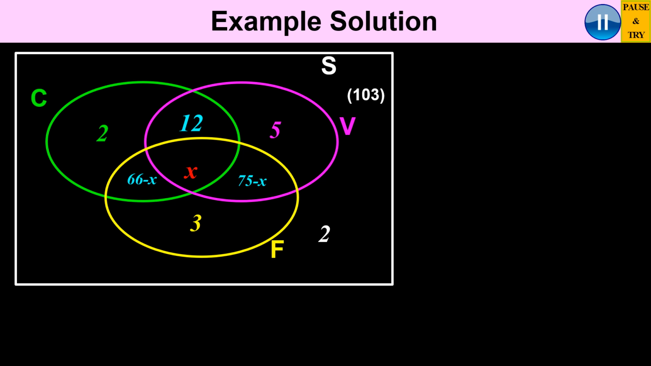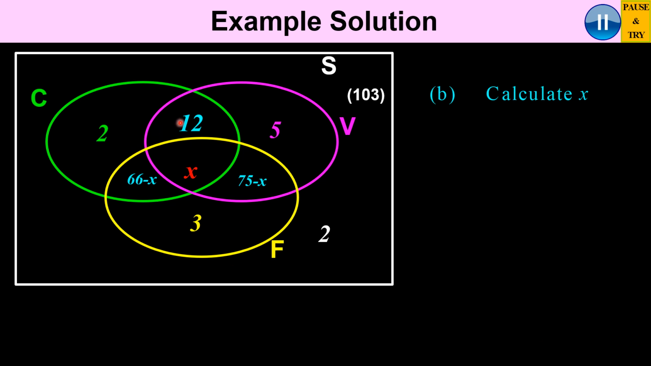Now, the next question is, we want to calculate the value of this X here. What do we know there? The sample space consists of 103, right? So the size of the sample space is 103. So all of this together should be 103.